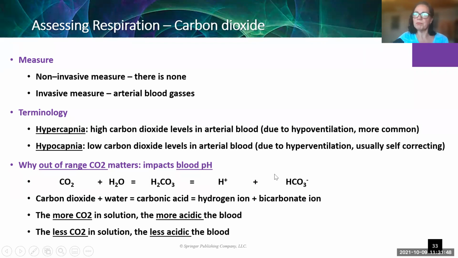These act as a buffer. These help stabilize the blood pH in case there are other things that are causing the blood pH to bounce around. So this is an important system in homeostasis.